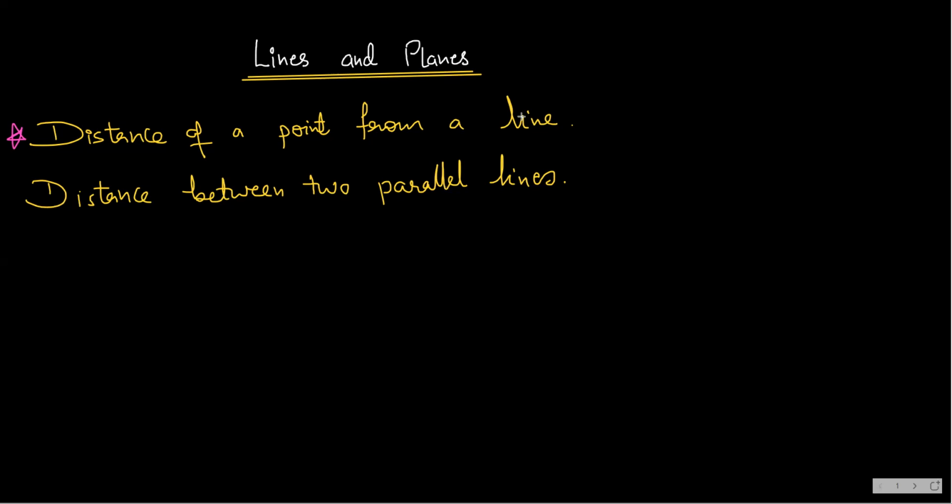Okay. So in short, in the first one, there will be a point, there will be a line, and we have to get this distance. This is the perpendicular distance we have to find. Say this is PM in the first one, and in the second one there will be given two parallel lines, and we'll have to find the distance between two parallel lines.